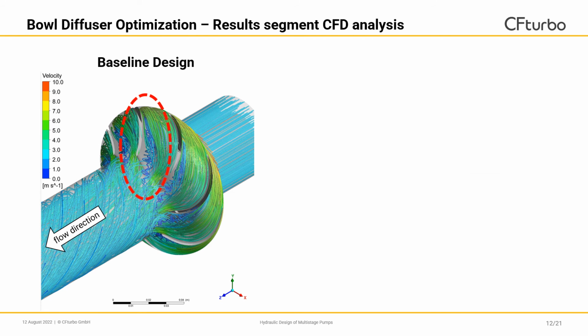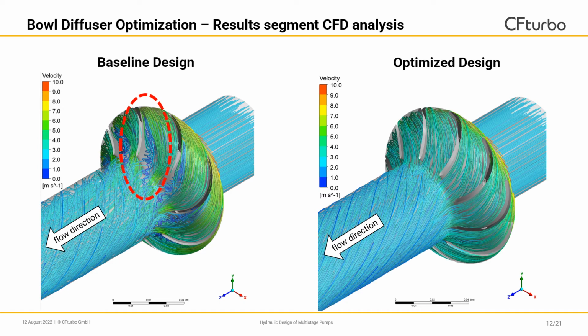So let's visualize the results from our bowl diffuser optimization. If you remember, for the baseline design, we have seen some vortex formation inside of the plate passage of the bowl diffuser. And if we take a look at the optimized design, you can see that this vortex formation is gone. The flow stays nicely attached to the plates inside of the bowl diffuser plate passage, and also the flow outside of the bowl diffuser more upstream looks a lot cleaner compared to the baseline design.